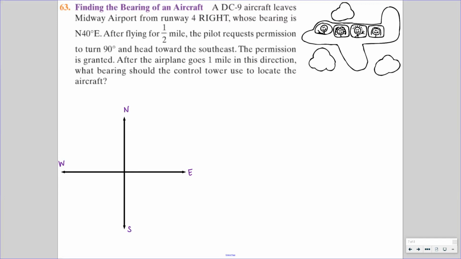All right. So we've got our axes, we've got our directions here, north, east, south, west. And we're going to sketch the first piece of this problem. The first piece is this. Our airplane takes off from the airport. The airport is going to be here at the origin. And we travel a half a mile at a bearing of north 40 degrees east. So let's graph a half a mile leg at a bearing of north 40 degrees east. Might look something like this.